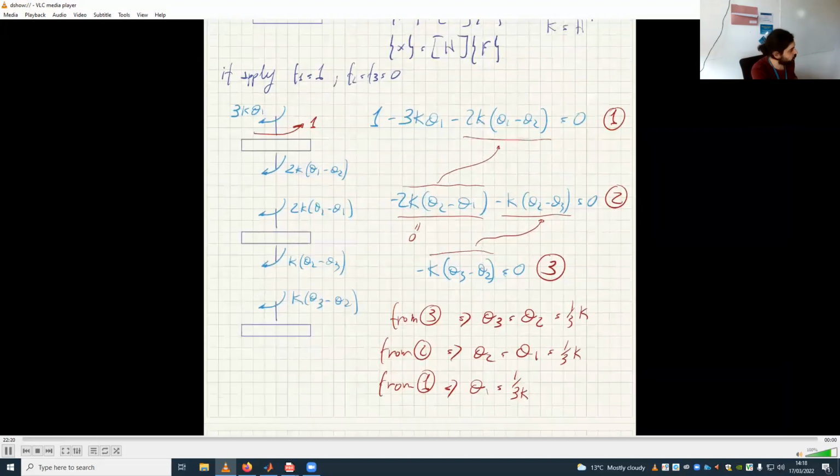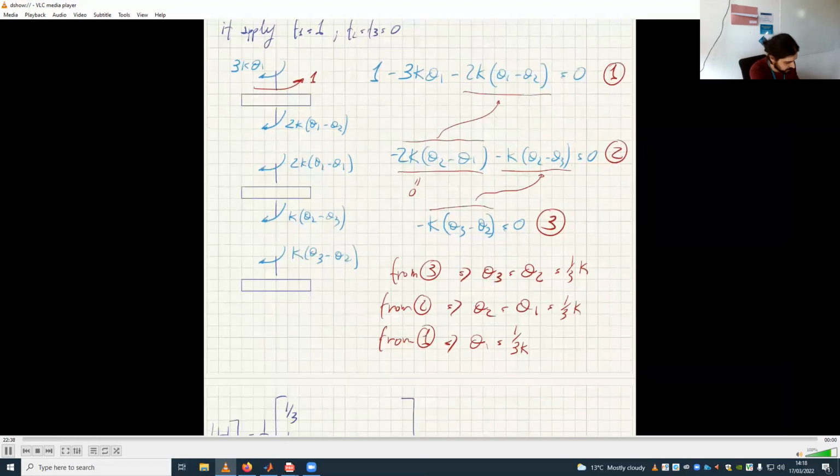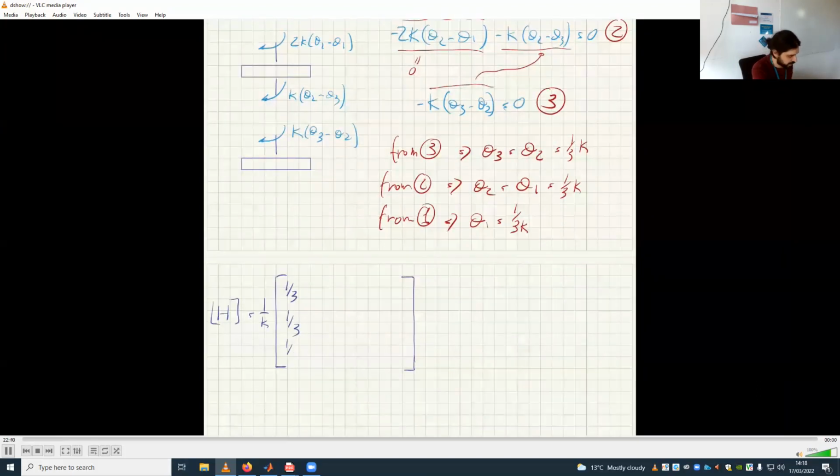To find the second column of the flexibility matrix, you do exactly the same process all over again, but now your force is applied here. You have a unit force on the second mass and no force on the other masses. Then you find the second column, and then you find the third column. Now, is this complicated? Yes. So is there an easier way? Yes.